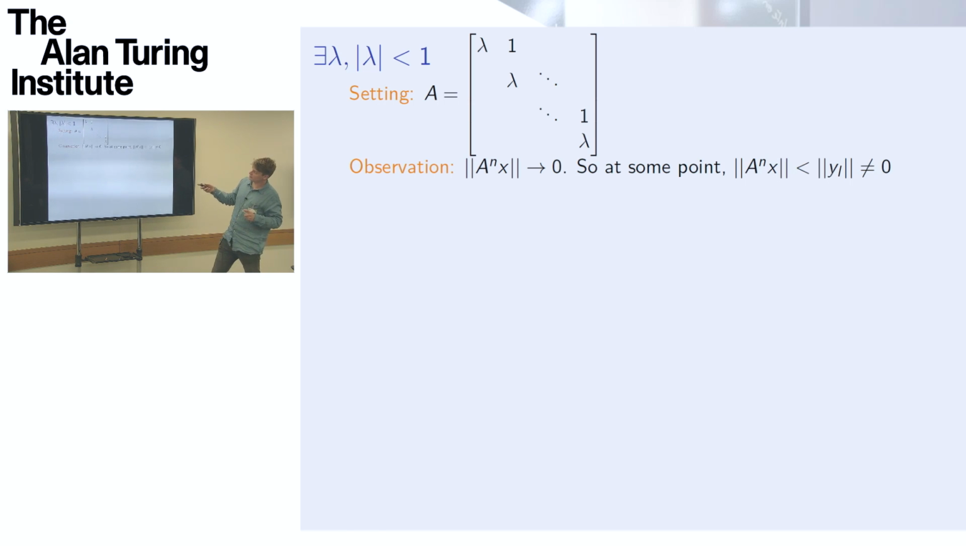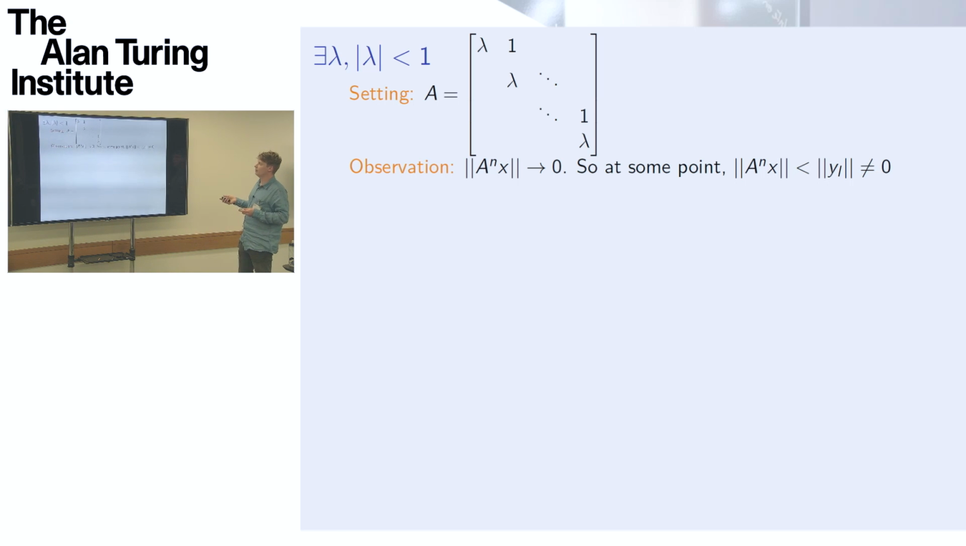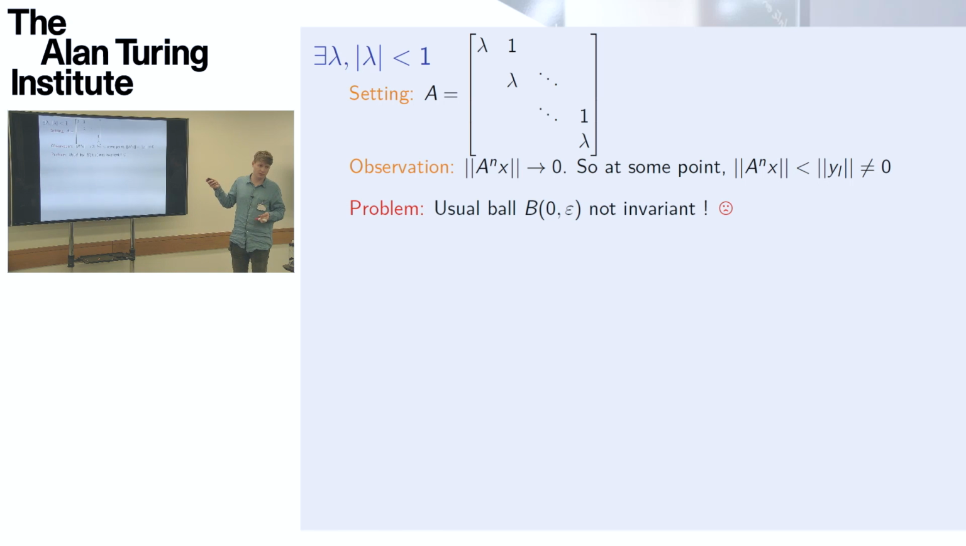So what's still true is that A to the n x, as a vector, is going to go to 0. So I said that y, sorry, there shouldn't be an L here, it's a typo, it's just y. So y is a non-zero vector, so at some point I'm going to be smaller than y in norm. And then I want to take as an invariant a small ball so that I'm smaller than y, okay? The problem is that the ball is not invariant.